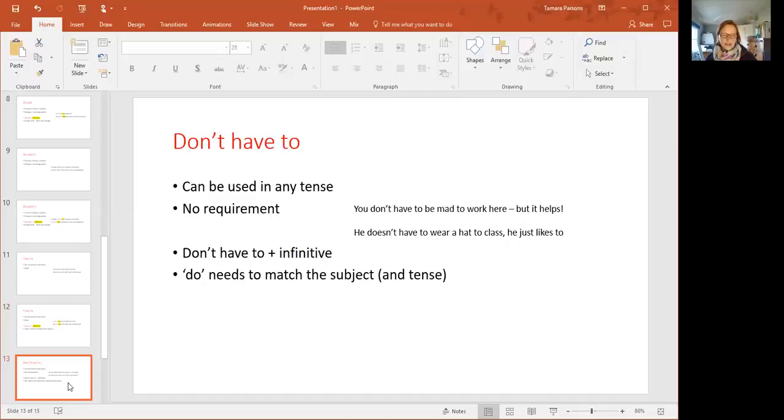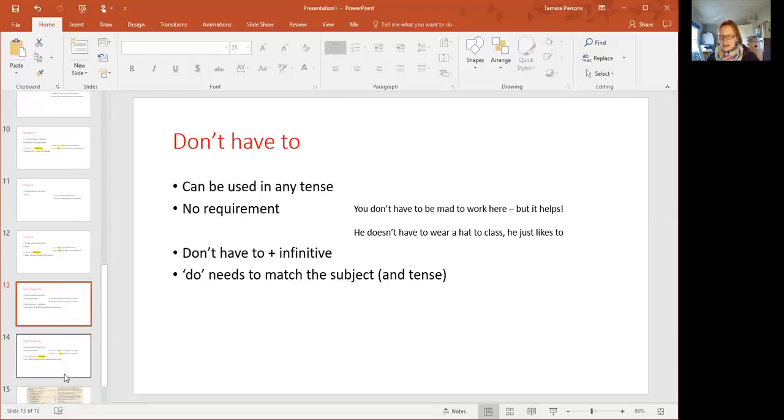It's a choice. Okay. So this one is quite common that you might see in places of work, a sign saying you don't have to be mad to work here, but it helps. Okay, it's not a requirement that you are not mad. They don't look at your CV and say, are you mad? Oh, you're not mad, you can definitely work here. It's not the rule that you're not mad, it just helps. Okay, it's a choice. Similarly, he doesn't have to wear a hat to class, but every week he comes and he has a hat on his head. Okay, it's his choice. So you don't have to follow this rule, you can do what you like.